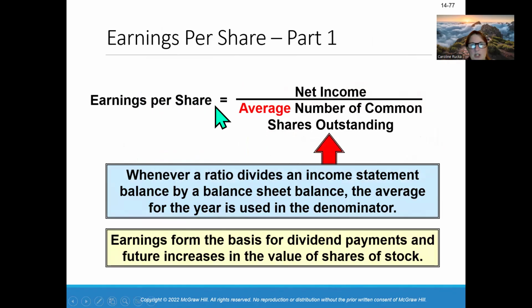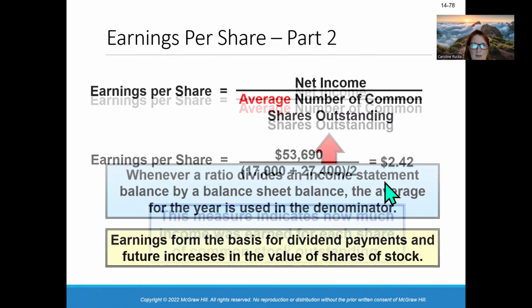All right, earnings per share. That's our net income divided by the average number of common shares outstanding. Whenever a ratio divides an income statement balance by a balance sheet balance, the average for the year is used in the denominator. Earnings form the basis for dividend payments and future increases in the value of shares in stock. So as an investor, you are going to want to see a high earnings per share, right?